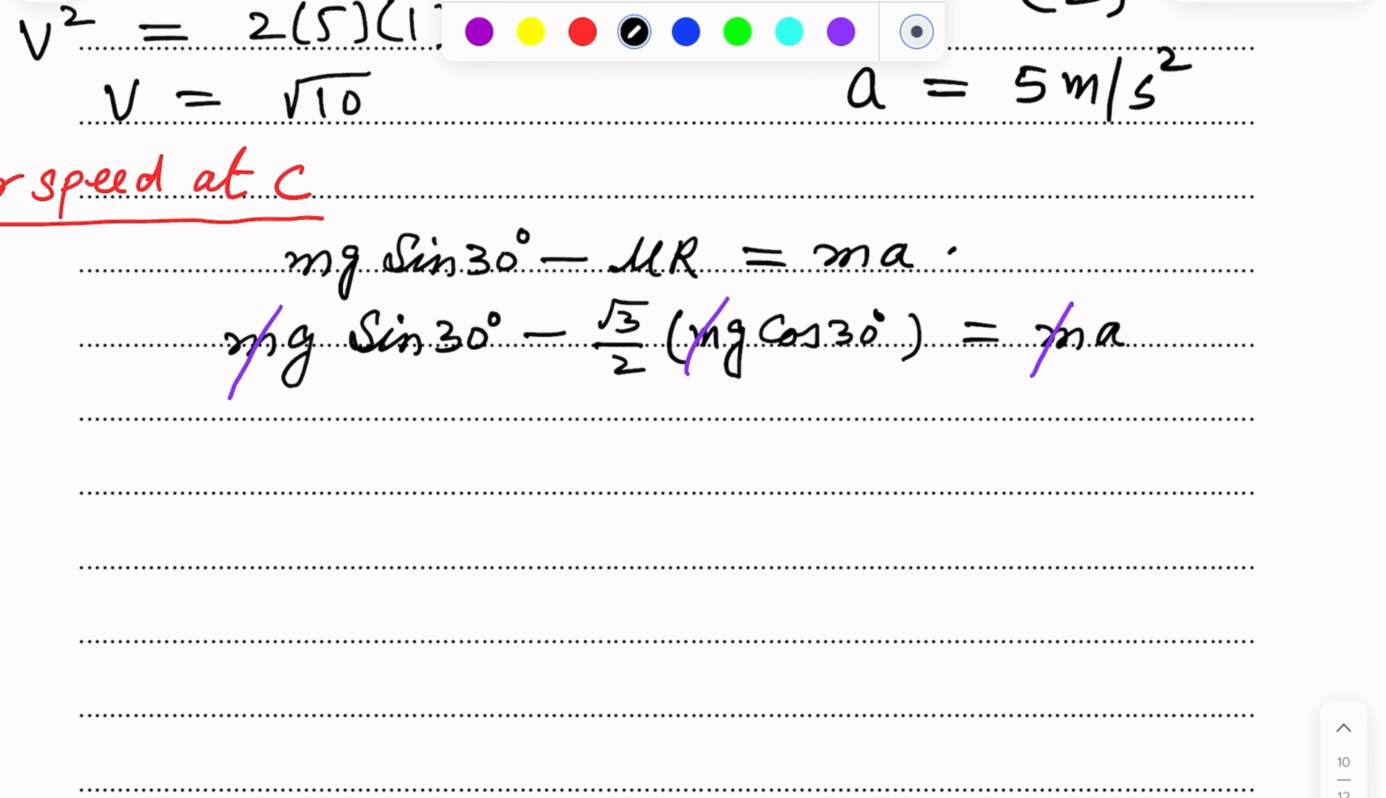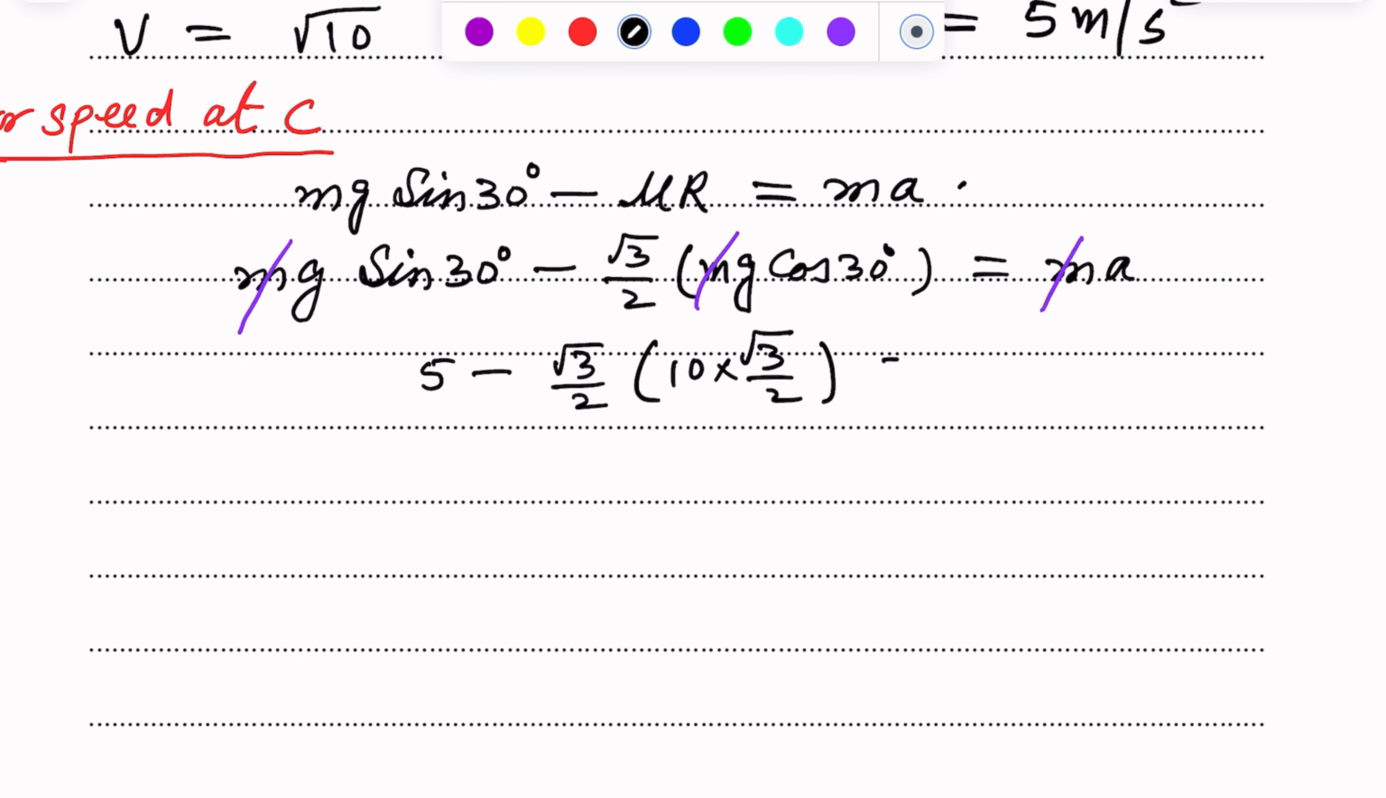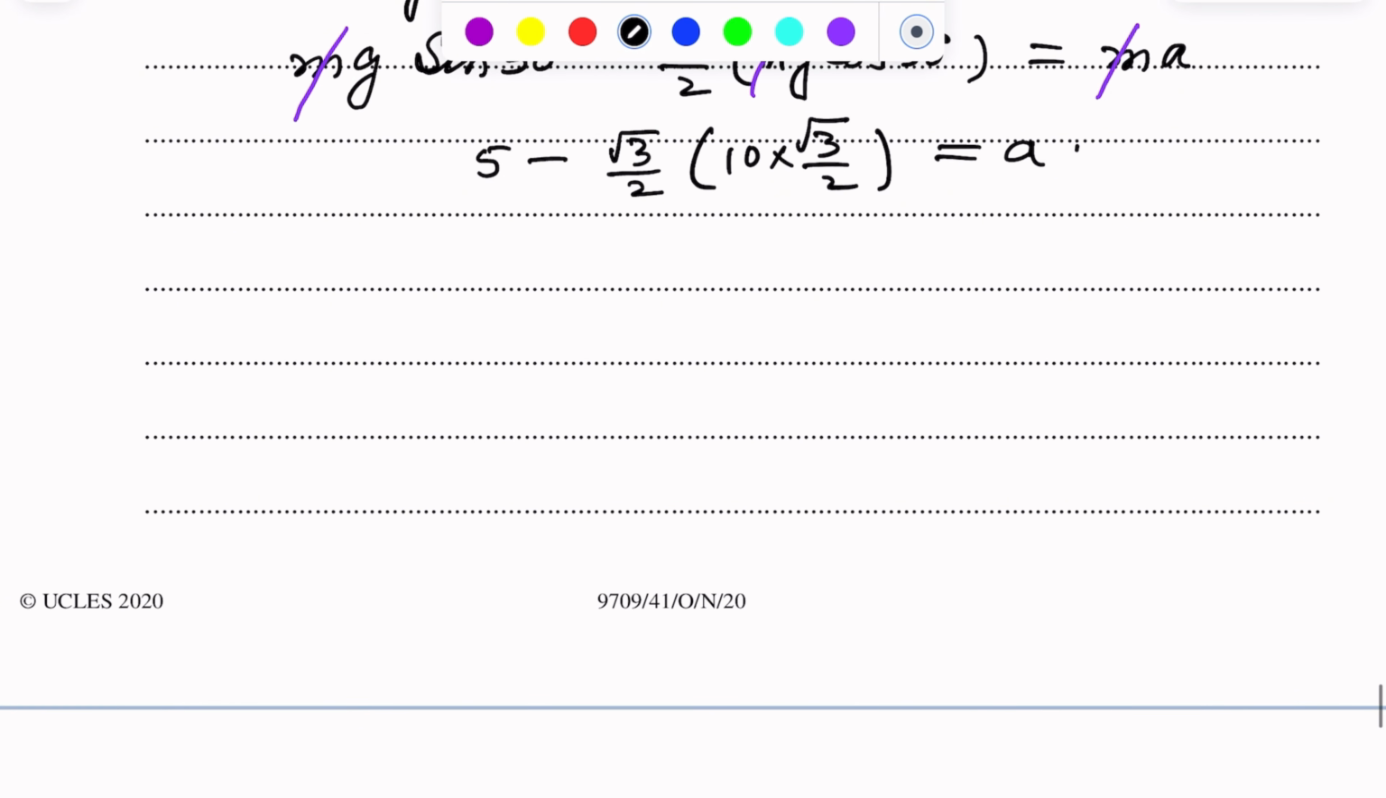We get g is 10, sin 30 is 1 over 2, so we get 5 minus 1 over 2 root 3 times 10 times cos 30, which is root 3 over 2, is equal to a. From here, after simplifying, we get 5 minus 15 over 2 is equal to a. So we get acceleration equal to negative 2.5 meter per second square.